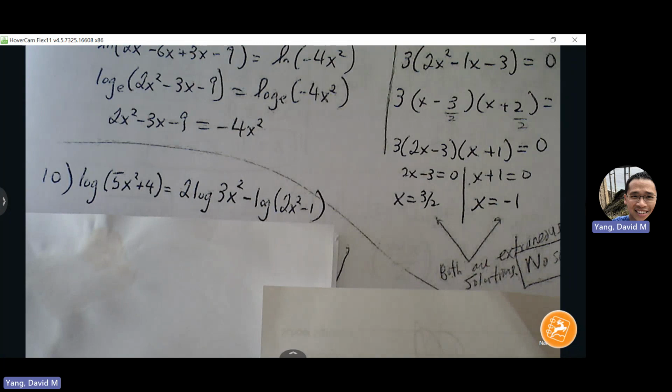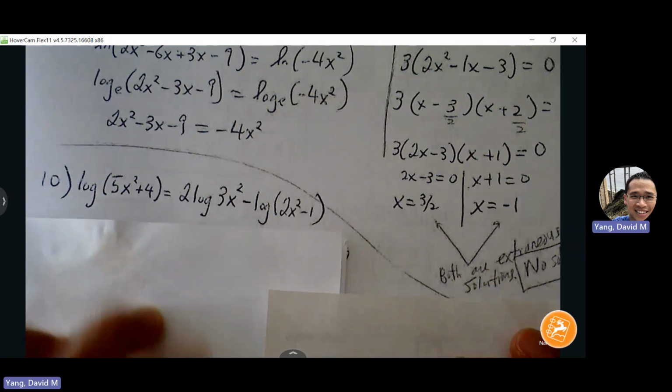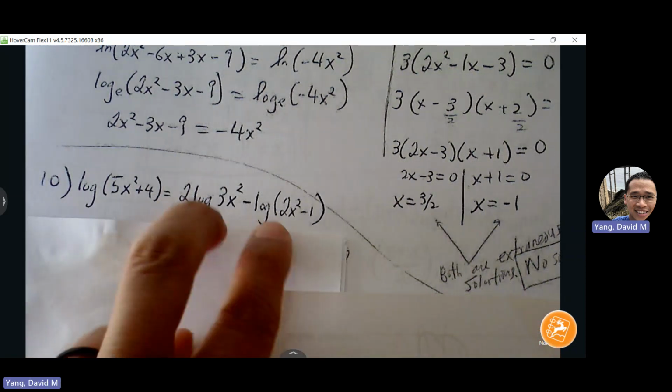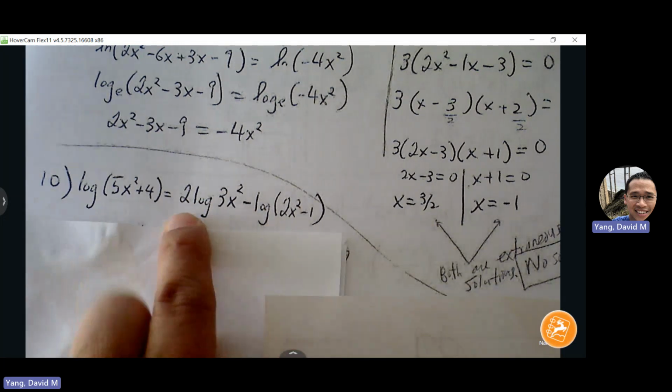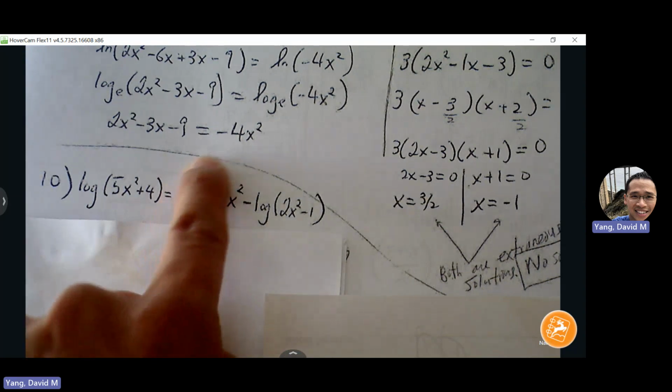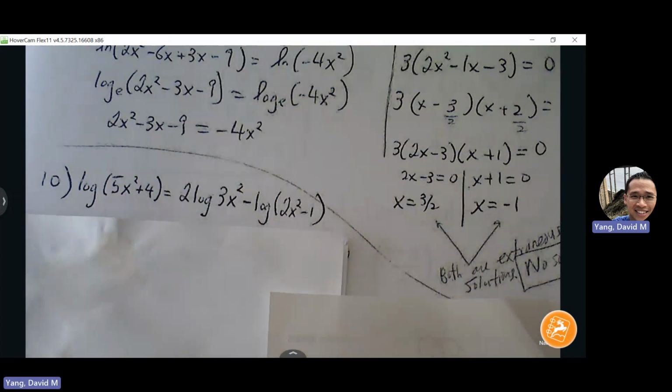Okay, number 10. Okay, there's a little bit of trickiness here. We do want to do quotient property, but what's getting in the way right now? What's not allowing us to clearly see? Yeah, that 2 is not quite ready for us to do it, so we do need to bring that 2 up. Now, when that 2 comes up, make sure that 2 is impacting the entire expression.